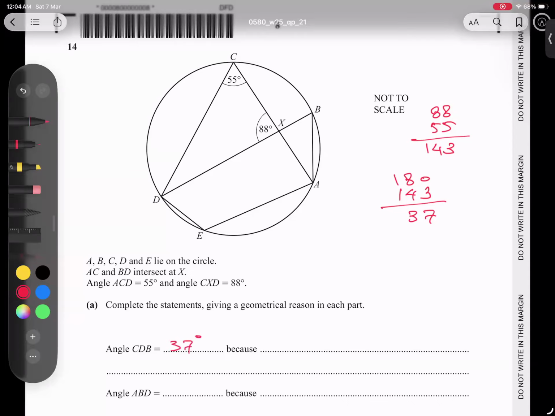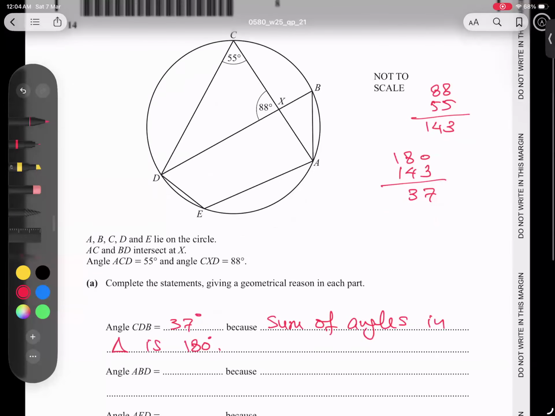And what's the reason behind it? We can say the sum of the angles in a triangle is 180. This is the reason. So let's talk about the next part, ABD. I'm writing 37 here first. Okay, 37 I wrote. Now ABD.